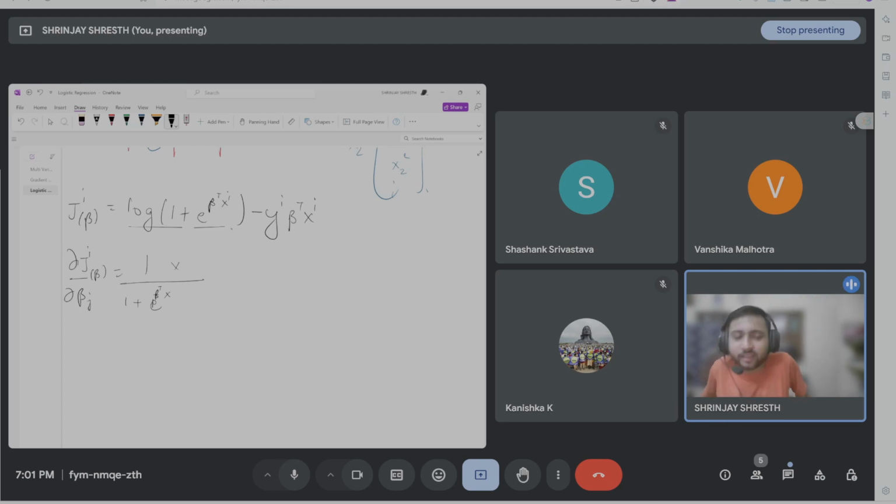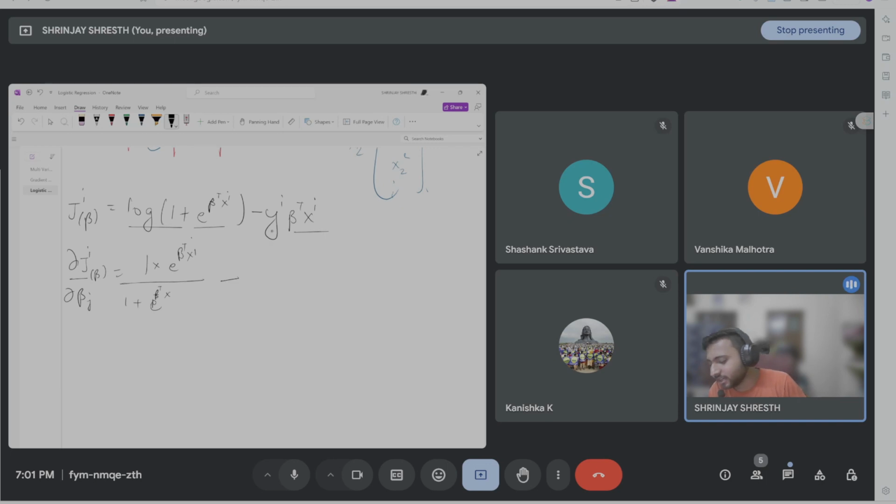What is the differentiation of e to the power something? The derivative of e to the power x is e to the power x, correct? So it would be this only. This expression here, the same expression remains, into e raised to the power beta transpose xi. So your first term is differentiated. Let us differentiate this thing. Correct? Differentiate.